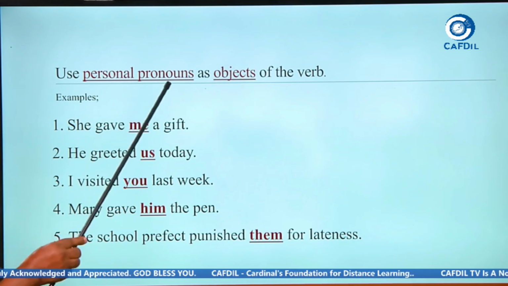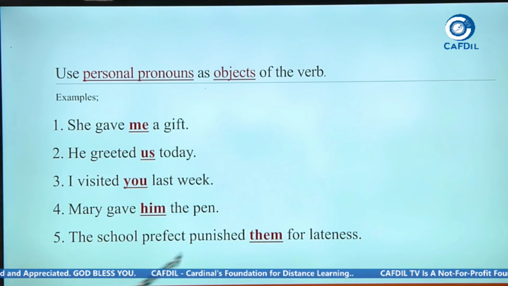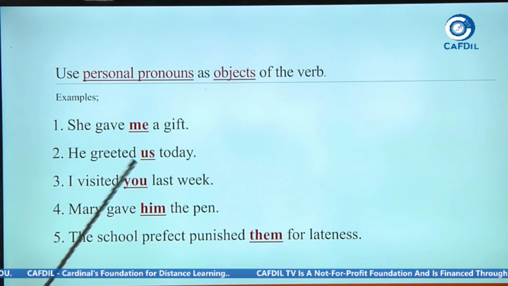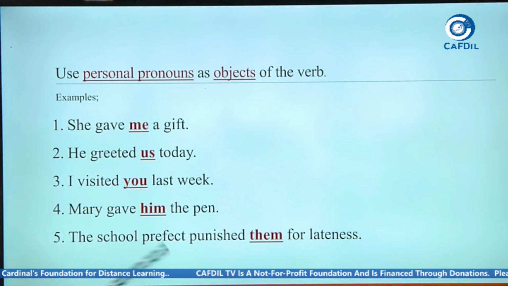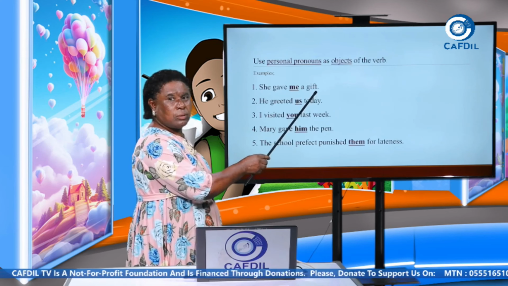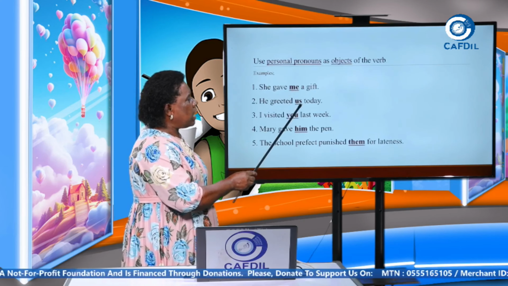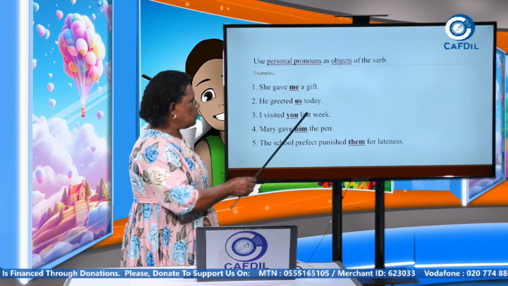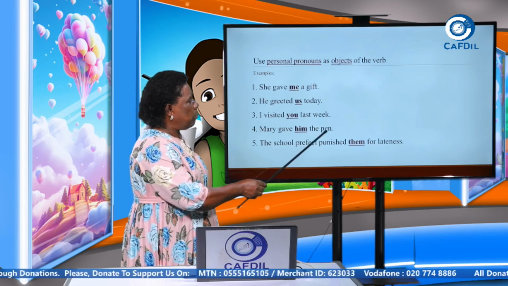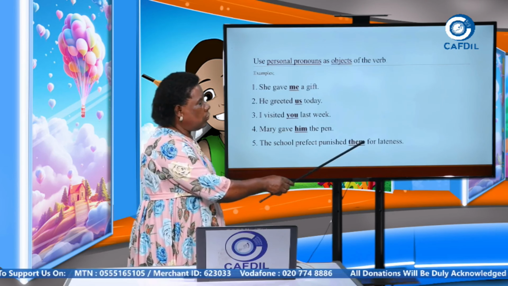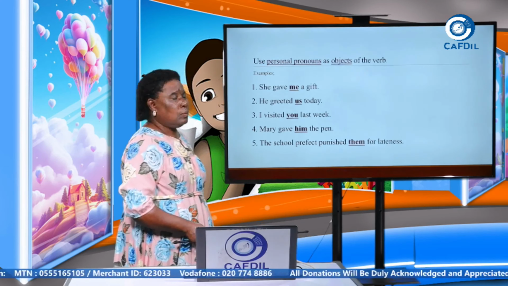As we said, the personal pronouns are objects of the verb. You see the verbs gave, greeted, visited, gave, and then punished. All these are verbs and the object pronouns come after them. So she gave me a gift. He greeted us today. I visited you last week. Mary gave him the pen. The school prefect punished them for lateness.